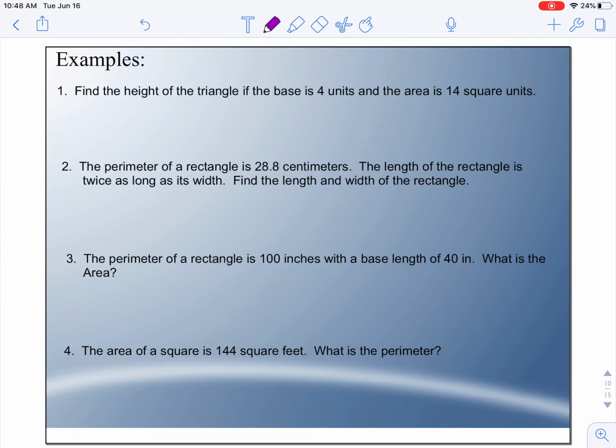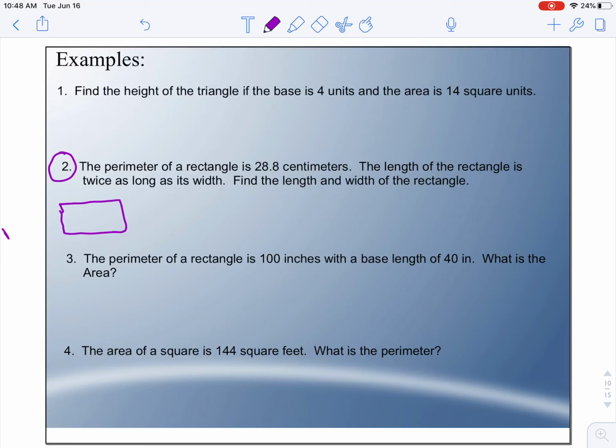So let's do some more challenging problems, because these are the ones that usually students have struggles with setting up and solving because you're working backwards. I'm going to do 2 of these, and I'm going to have you try 2 on your own and maybe check the notes. So let's look at number 2. It says the perimeter of a rectangle is 28.8 centimeters. The length of the rectangle is twice as long as its width. Find the length and width.